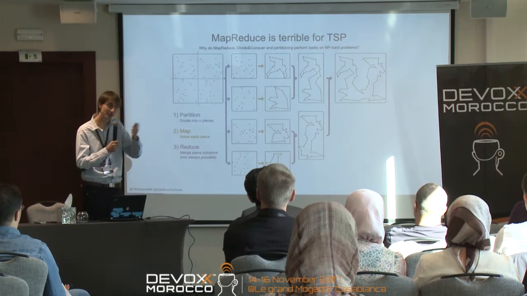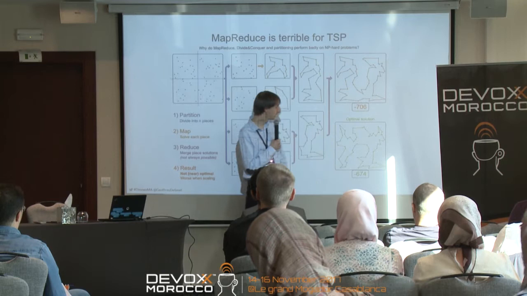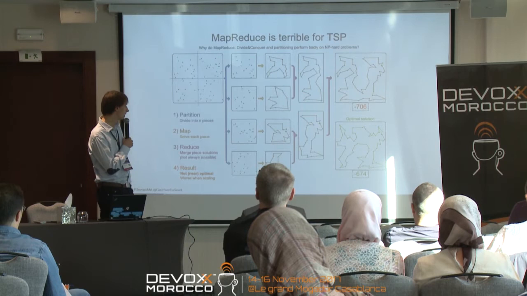You're correct. And the reason it's not optimal, let me first show you that it's not optimal. You can see this is the distance for that solution, and you can see we save about 30 points, in this particular case 32 points, by using that one. So my point here is not that MapReduce is bad.